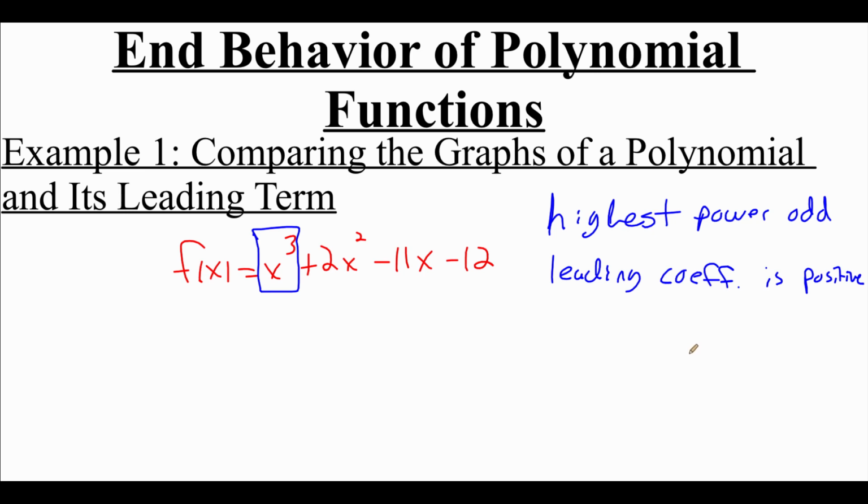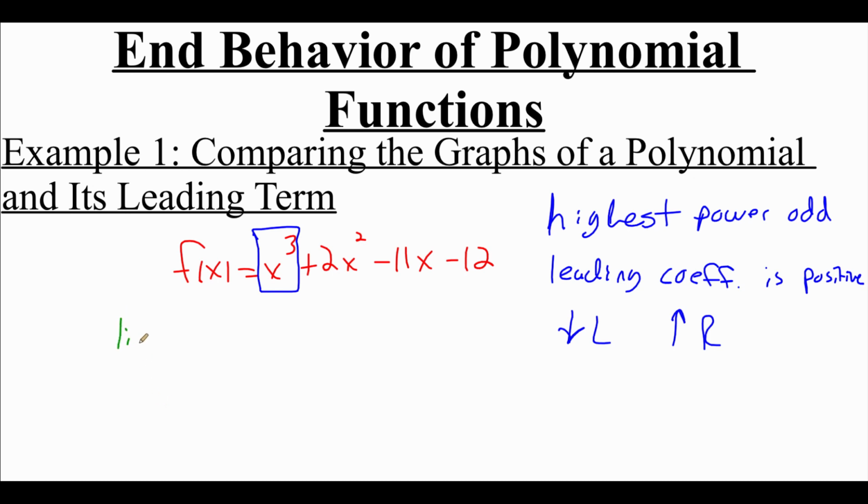So this tells me something about the end behavior of my graph. With an odd-powered function, the ends have to have opposite behavior. And because the leading coefficient is positive, that means our graph is going to go down on the left-hand side and up on the right-hand side. But we're going to look at that in a little bit more of a mathematical way, and we're going to write that out using limit notation.